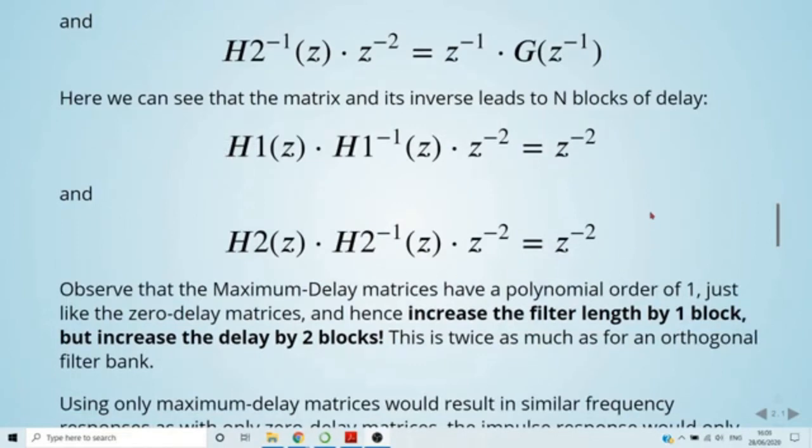Observe that the maximum delay matrices have a polynomial order of 1, just like the zero delay matrices, and hence increase the filter length by 1 block, but increase the delay by 2 blocks. This is twice as much as for an orthogonal filter bank.